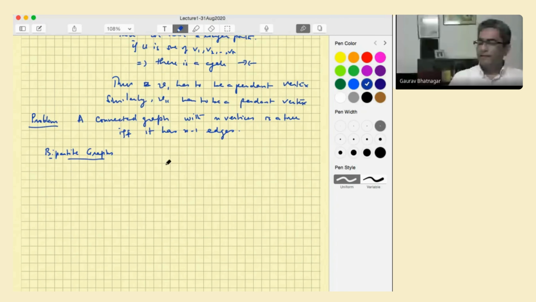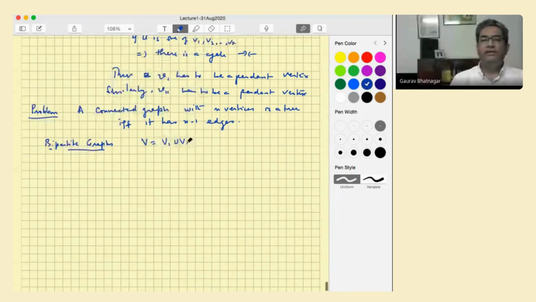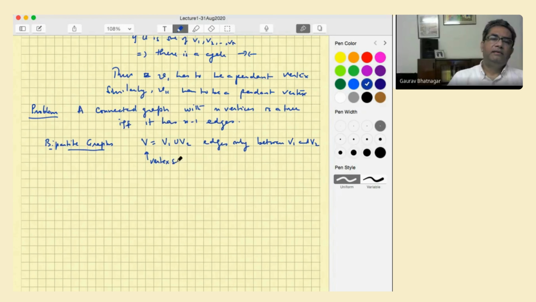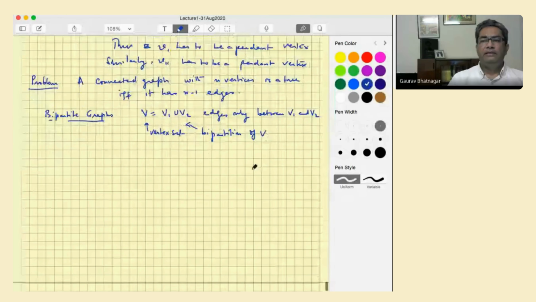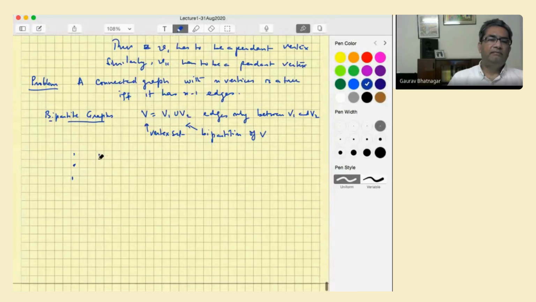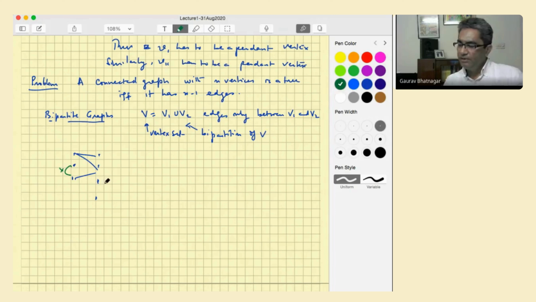Here V can be partitioned into two sets, and there are edges only between V1 and V2. So this vertex set is partitioned, and it is called a bipartition of V. There are two sets, and you only have edges which go from one to the other. This is not allowed. So you only have edges from here to here.